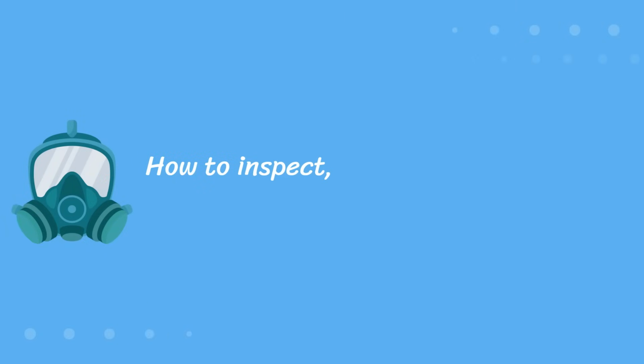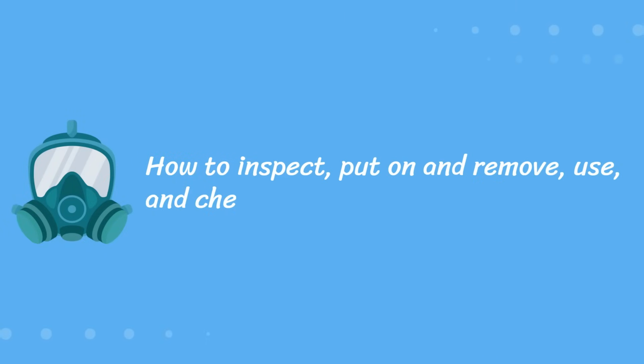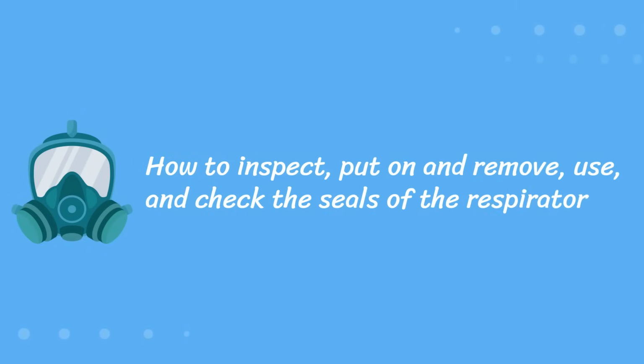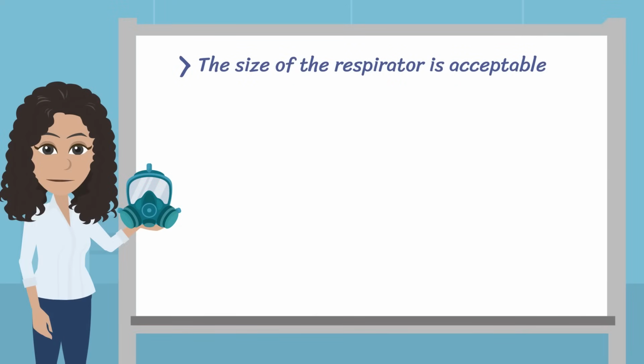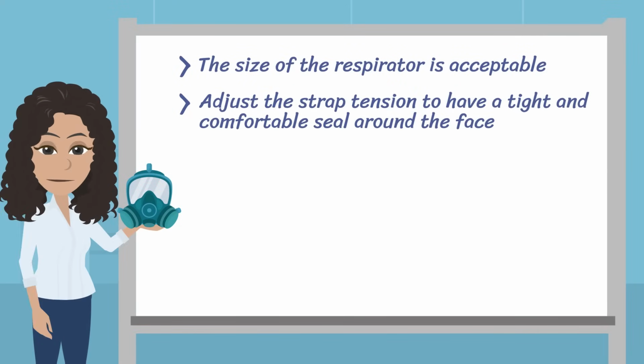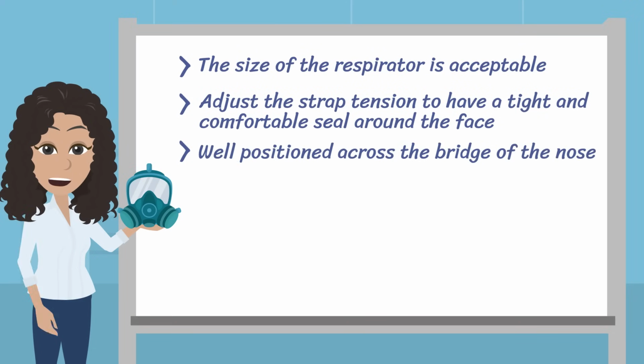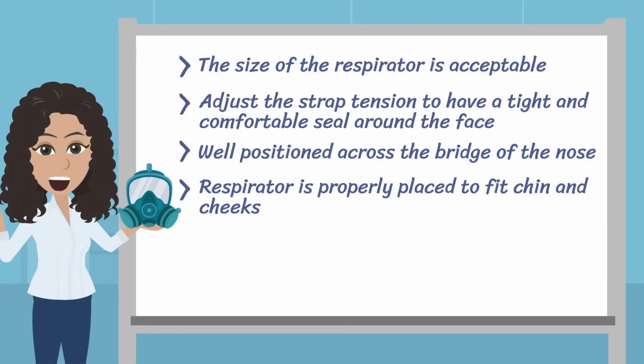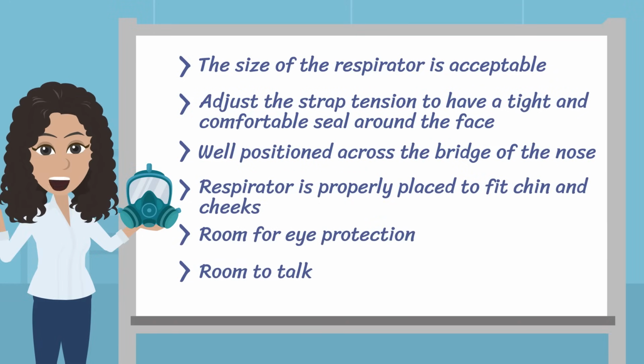How to inspect, put on and remove, use, and check the seals of the respirator. The size of the respirator is acceptable. Adjust the strap tension to have a tight and comfortable seal around the face, well positioned across the bridge of the nose. Respirator is properly placed to fit chin and cheeks. Room for eye protection. Room to talk.